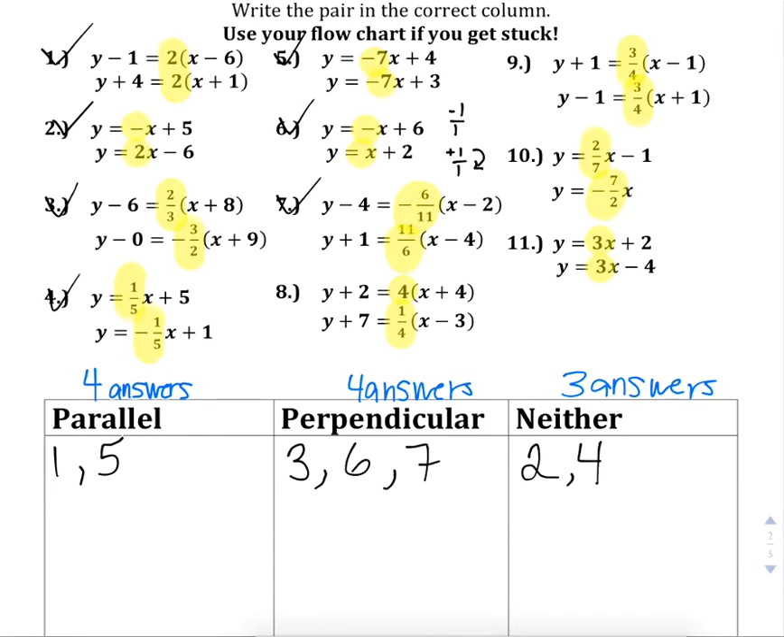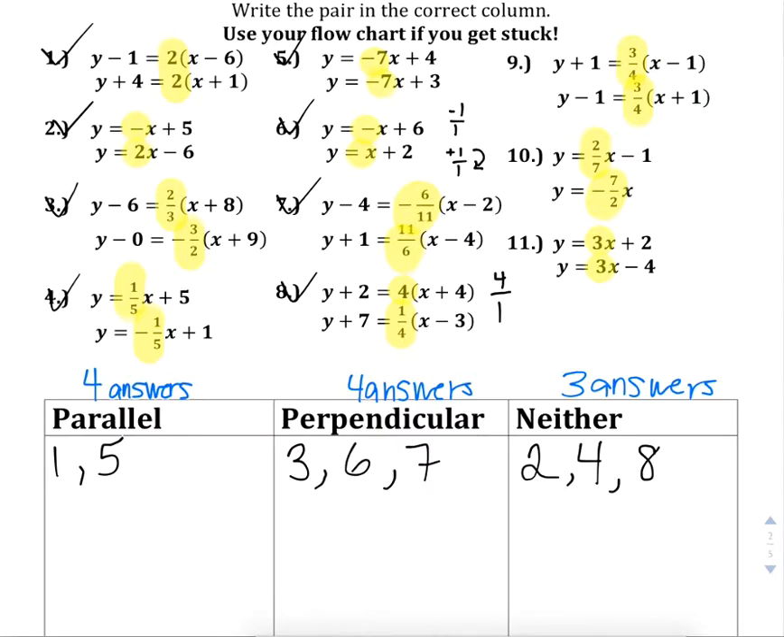We're almost done with that column. Number 8, I have 4, which remember we can write as 4/1, and 1/4. So I notice they're flipped, but they're not perpendicular. Why are they not perpendicular? Hopefully you're thinking because 1's not negative. So in this case, it's a trick. That is neither. Number 8 is neither.